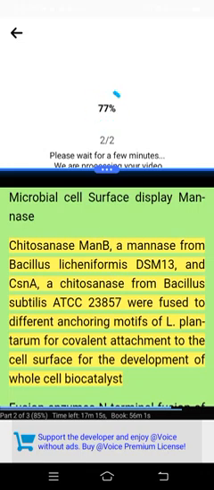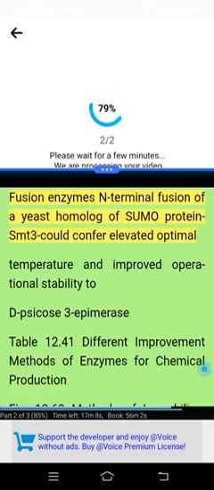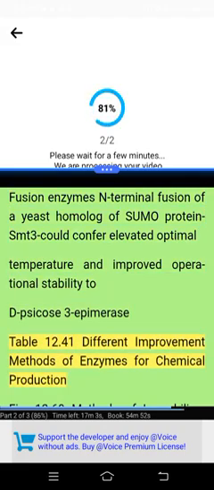Chitosanase CsnA from Bacillus licheniformis DSM13, and CSNA, a chitosanase from Bacillus subtilis ATCC 23857, were fused to different anchoring motifs of L. plantarum for covalent attachment to the cell surface for the development of a whole cell biocatalyst. Fusion enzymes: internal fusion of a yeast homolog of the SUMO protein SMT3 could confer elevated optimal temperature and improved operational stability to D-sucrose 3-epimerase. Table 12.41: different improvement methods of enzymes for chemical production.